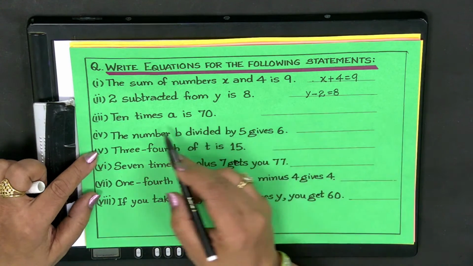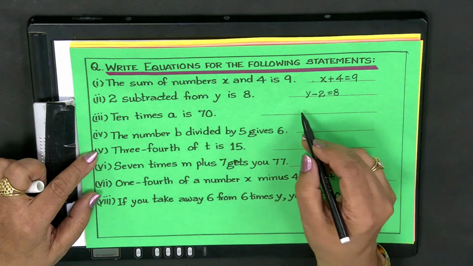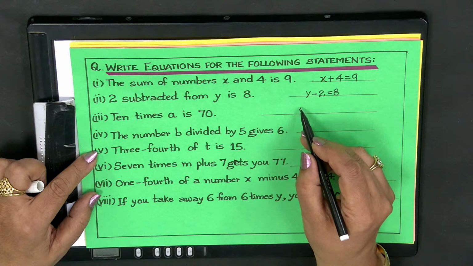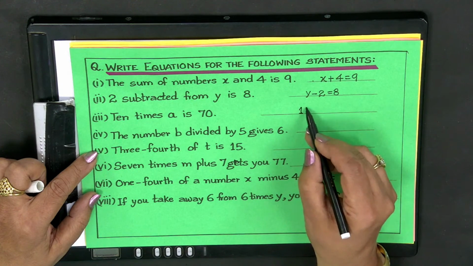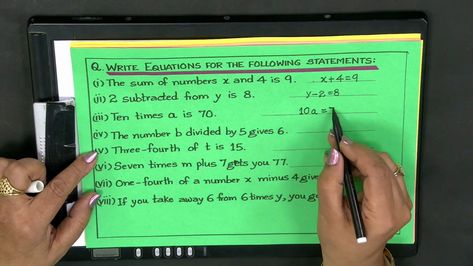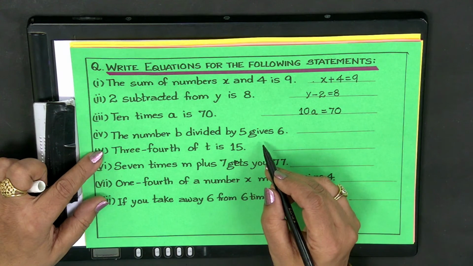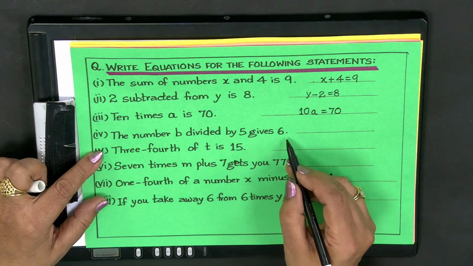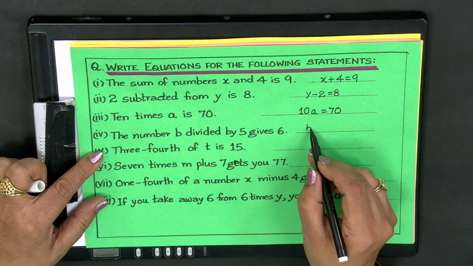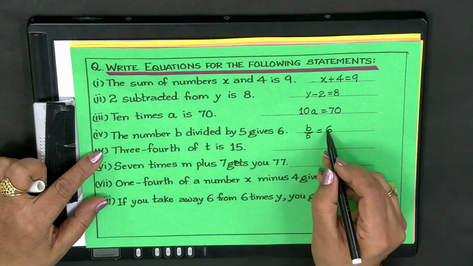Let us try next one. 10 times A is 70. This might be a bit tricky because it's very small in the form of equation. It's 10A is equal to 70. Very nice. 10A, that means 10 times A gives me 70. That's again correct. Next, the number B divided by 5 gives 6. So it could be written as B upon 5 is equal to 6. That's great. You are again correct.